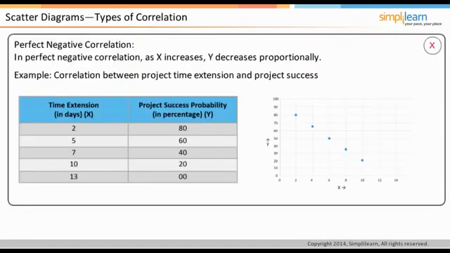In perfect negative correlation, an increase in one variable results in a proportional decrease of the other variable. This is also an example of 1:1 correlation. As an example, the effect of an increase in the project time extension on the success of project is considered. The data is shown in the table. The scatter diagram for the data shows a proportional decrease in the probability of the project's success with each extension of the project time. Hence, the points are linear.